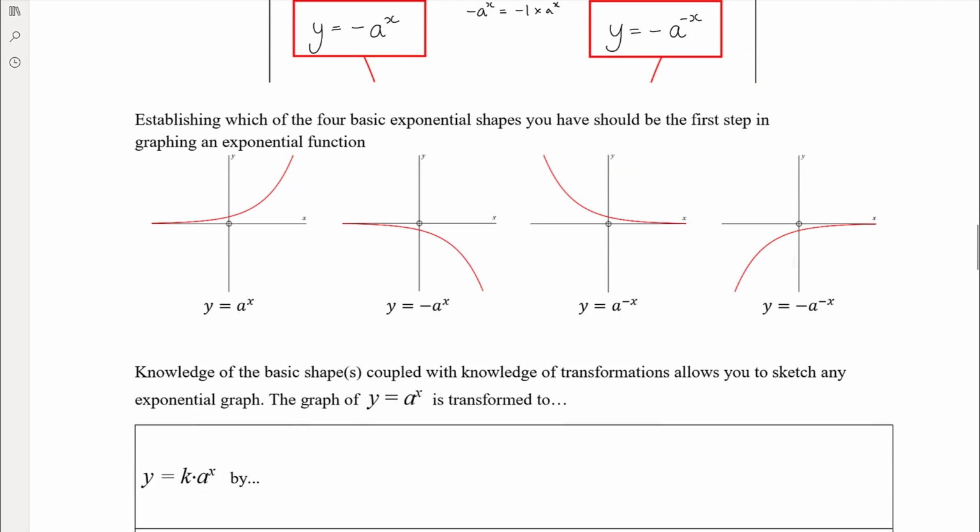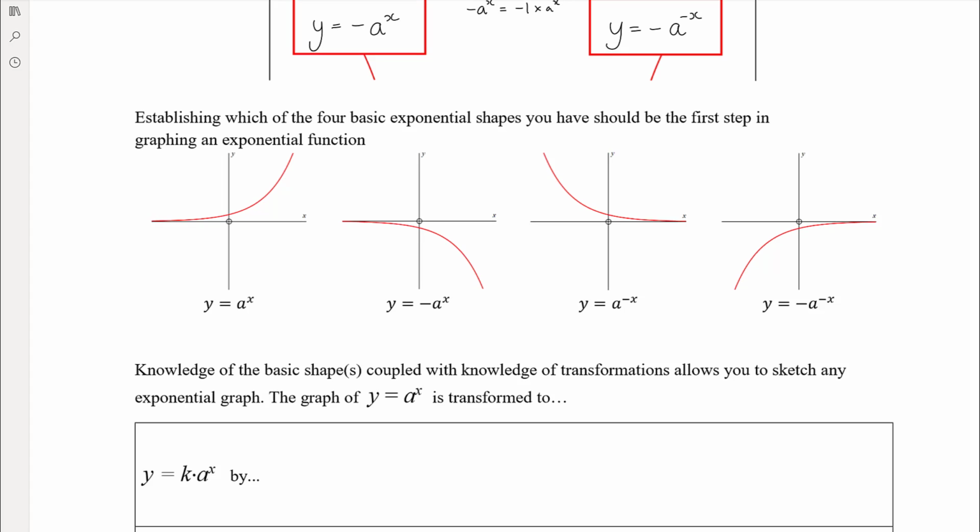So as I said, that's the first thing I want you to think about. Which reflection have we got? Which reflection or reflections are happening, and hence what's the shape we're dealing with here? Okay. Then we want to think about our other transformations, dilations and translations.